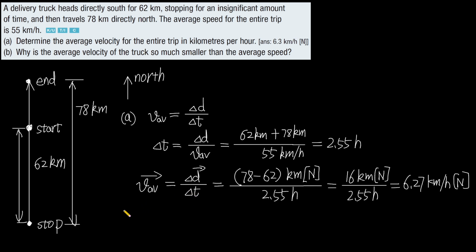And question B, why is the average velocity of the truck so much smaller than the average speed? It's because the displacement is different from the total distance. And the truck goes backwards, and the magnitude of its displacement is much smaller than the total distance it travels.